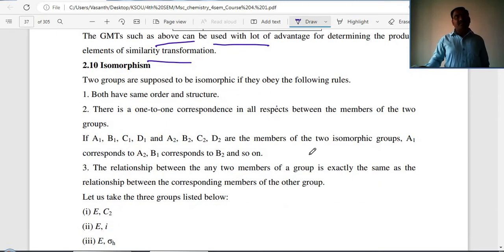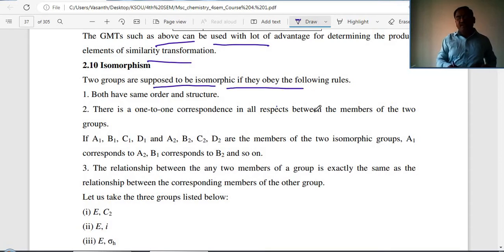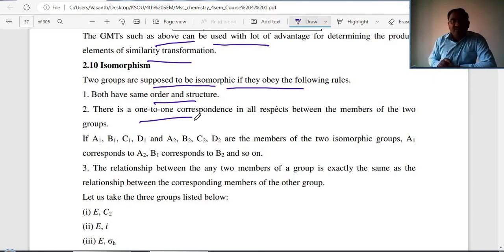What is isomorphism? Two groups are said to be isomorphic if they obey the following rules. Both have the same order and structure. There is a one-to-one correspondence in all respects between the members of the two groups.